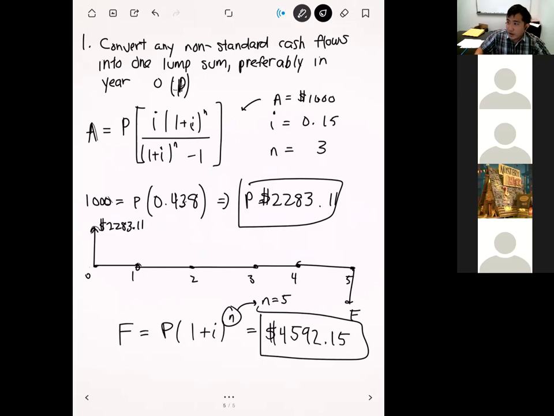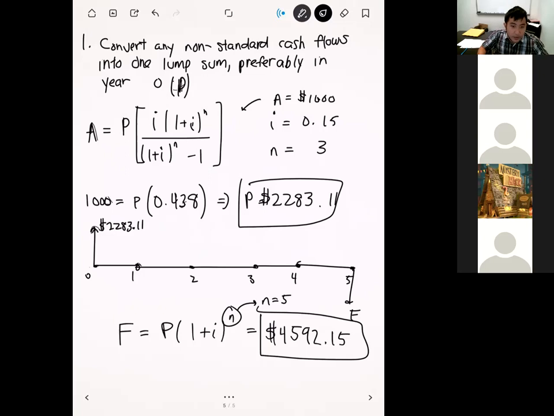When you have a non-standard cash flow problem like this, you have to do it in multiple different steps. First, you have to get it to some kind of standard form, and then from that standard form, you can convert it to anything else that you want to. In here, I used a present sum, because present sums are always really easy to work with.